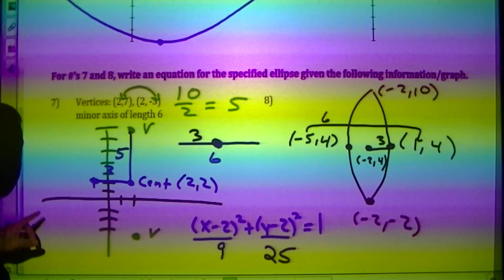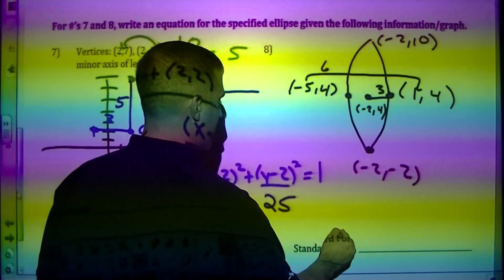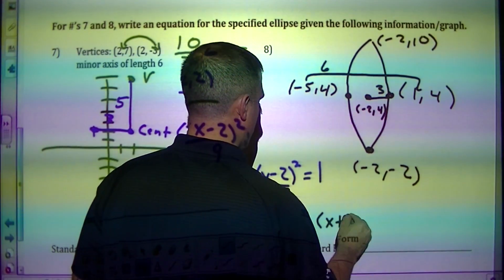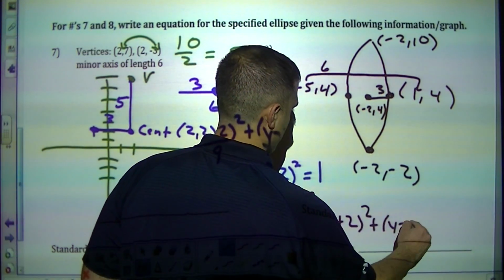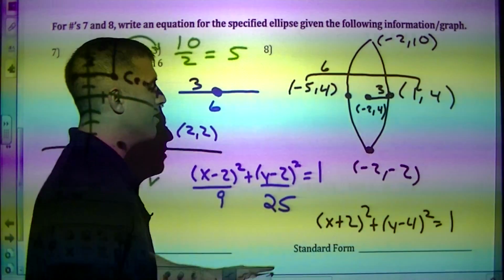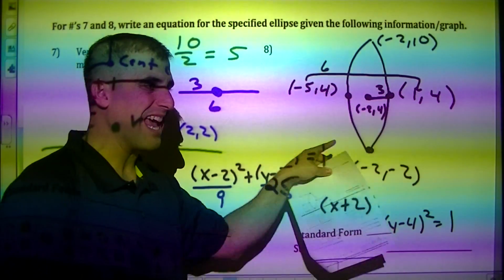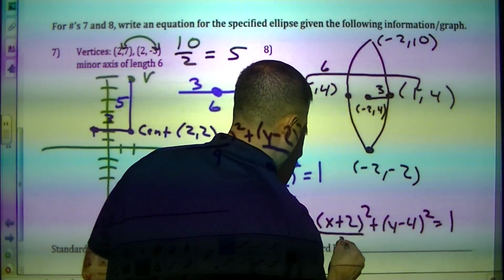Okay? That would put me at (-2, 4). So what I have here when I write the equation is (x + 2)² + (y - 4)² = 1. Now, this amount that I found, 3, is in the x direction, so that's going to go under here as 9.